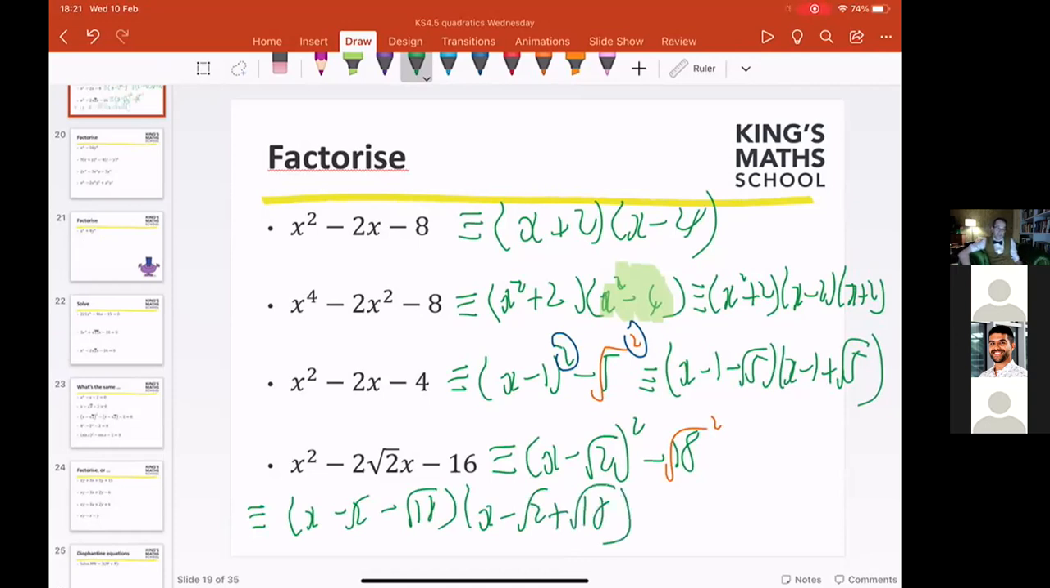But root 18 is 3 root 2. So actually what I've got here is take away 3 root 2 and add on 3 root 2. And so what I end up with is x take away root 2 take away 3 root 2, which is x subtract 4 root 2. And then x subtract root 2 plus 3 root 2 is x plus 2 root 2.